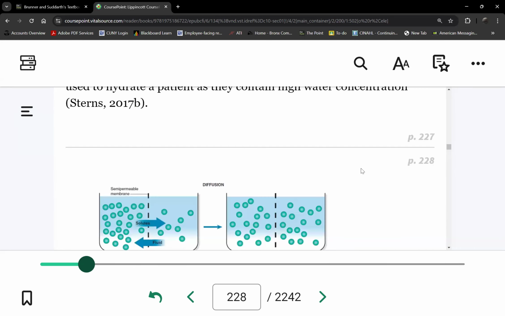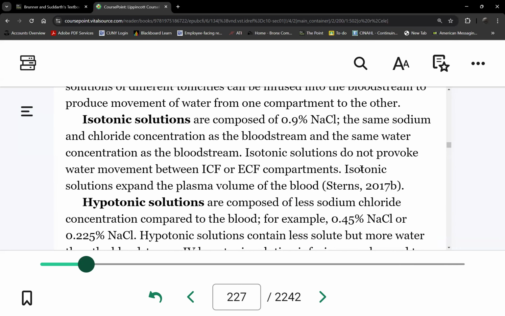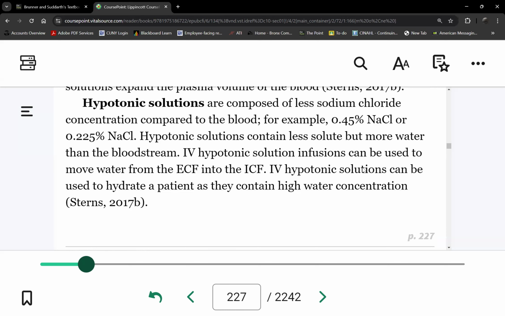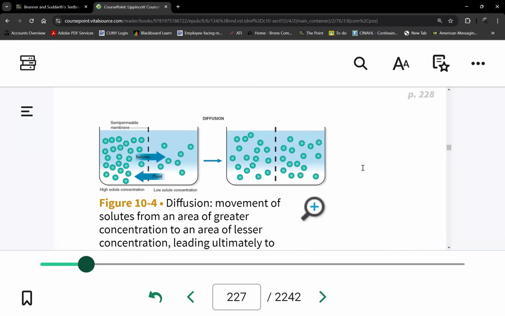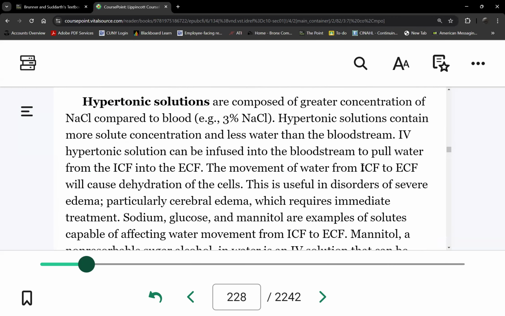So your isotonic solutions are normal saline, lactated Ringer's, and then D5W, 5% dextrose in water. Okay, so those are the three isotonic solutions. Your hypotonic solutions, examples here, 0.45% or 0.225% NaCl. Then for hypertonic solutions, it's anything higher than 0.9%. So any solution containing 5% dextrose or higher, including 3% NaCl, are all hypertonic solutions except D5W.